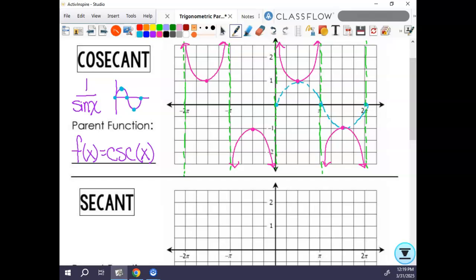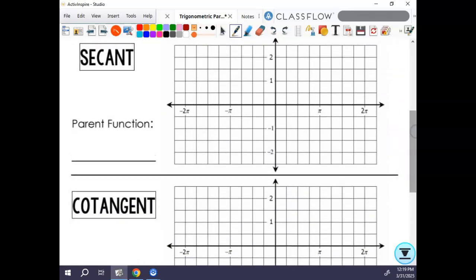All right, let's look at secant. So my parent function for secant, f of x equals sec of x, secant of x. And secant is the reciprocal of what? Cosine. So this is 1 over cosine x. So for this, we're going to draw the parent function for cosine, which looks something like that. The cosine never looks as accurate as my sine, but it's good enough for what we're trying to get out of it. It's fine.